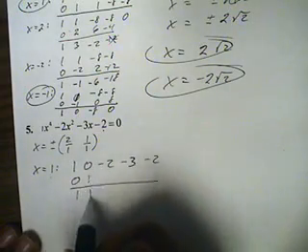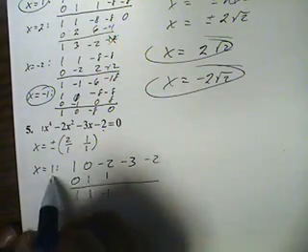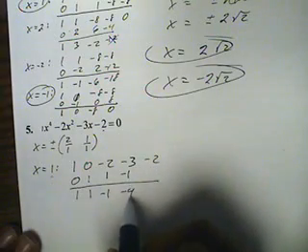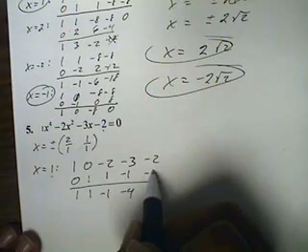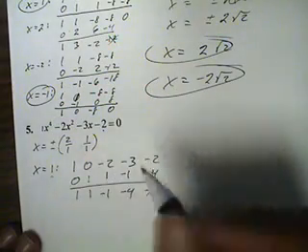We get 0 and 1 is 1. 1 times 1 is 1. Negative 2 and 1 is negative 1. Negative 1 times negative 1 is negative 1. Negative 3 and negative 1 is negative 4. Negative 4 times 1 is negative 4. We get negative 6. So that's not a solution.